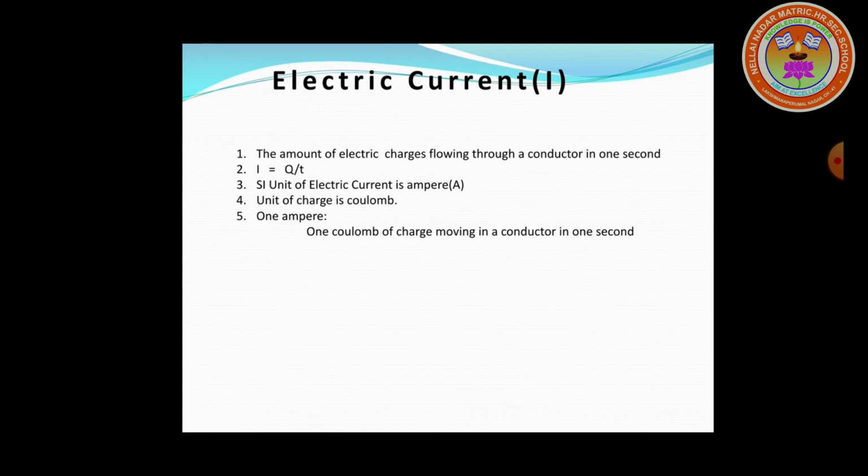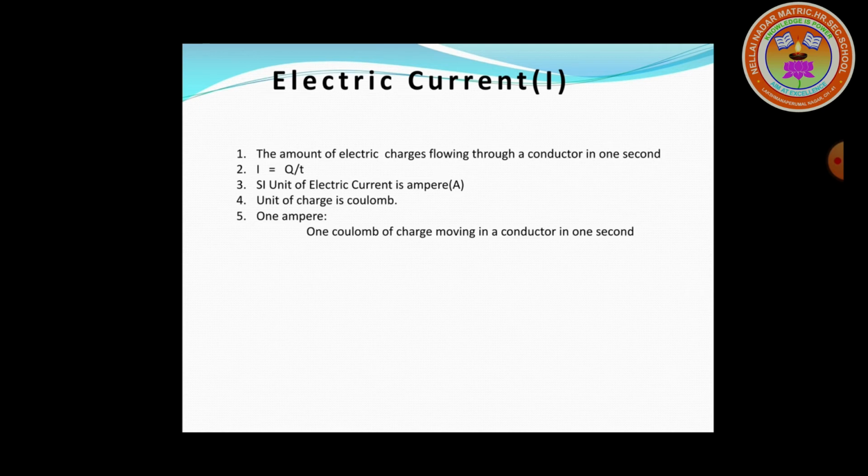The current is nothing but electrical charges flowing through a conductor in 1 second, or charge per unit time. And the 1 ampere is 1 coulomb of charge. The unit of electric charge is 1 coulomb. So before the electrical charge, you have to add the word 1 coulomb. So 1 coulomb of charge moving in a conductor in 1 second is taken as the definition of 1 ampere.